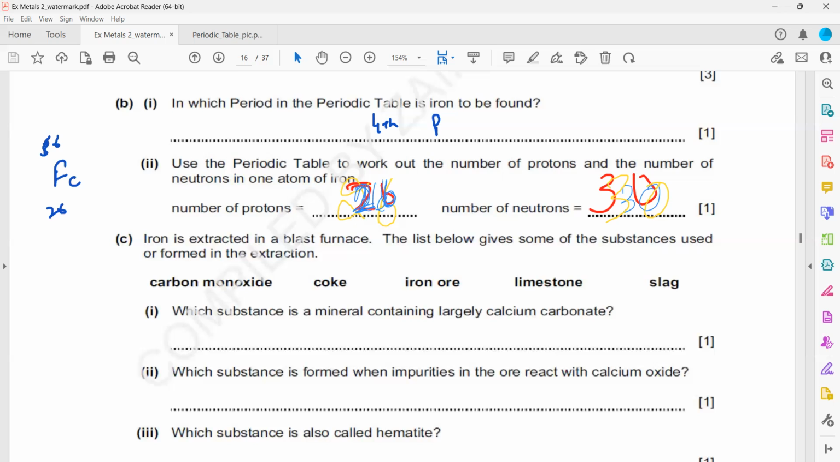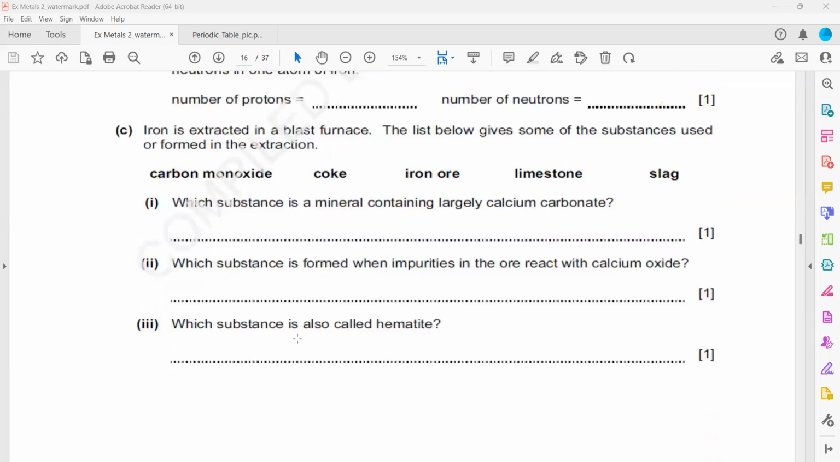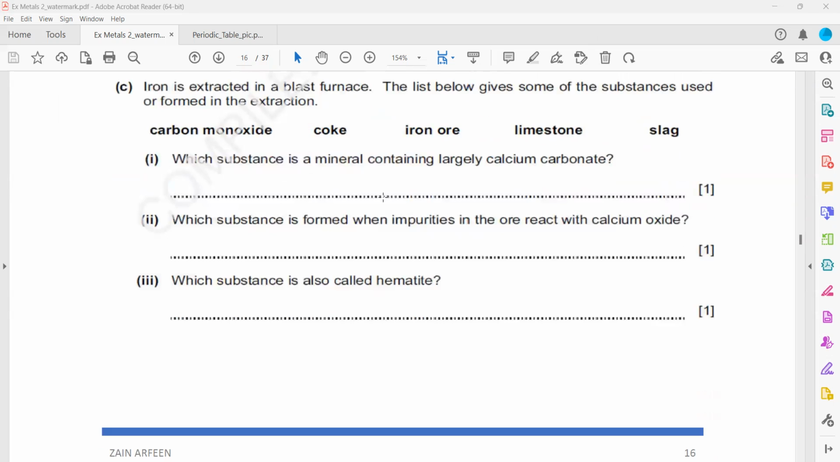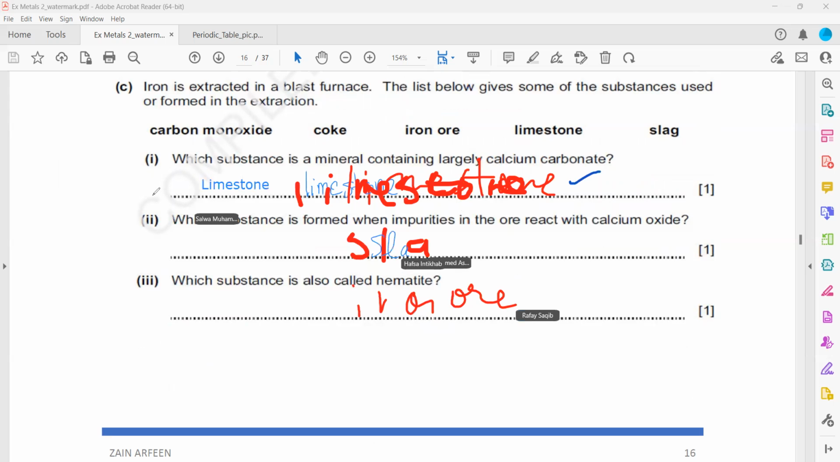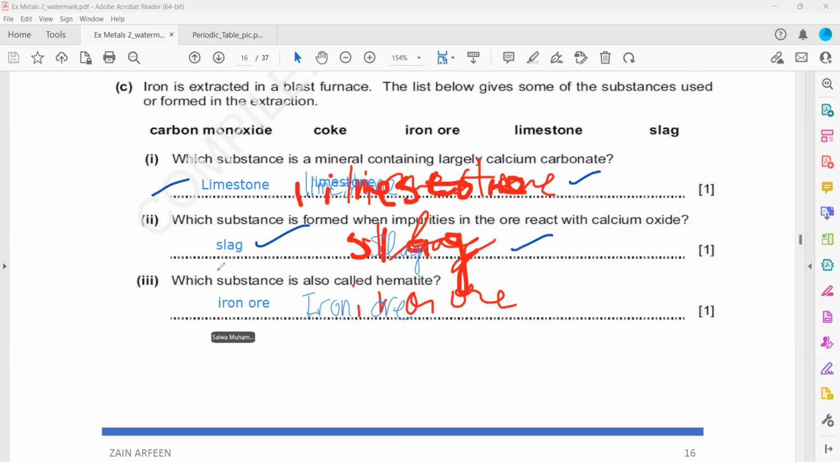Then, in extraction of iron in the blast furnace, the list below gives some substances which are used. Which substance is a mineral containing mainly calcium carbonate? That is limestone. Good. Which substance is formed when impurity in the ore reacts with calcium oxide? It will form slag. And which substance is also called hematite? That is the iron ore, or ore of iron.